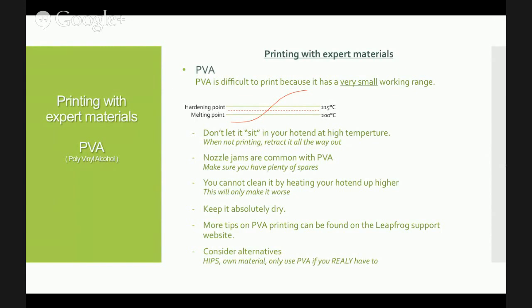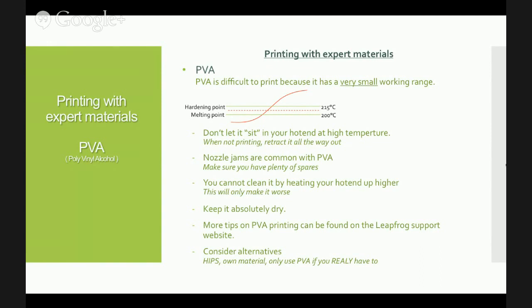Some tips and tricks on this: don't let it sit in your hot end at high temperature. When you're printing with PVA as a support structure, sometimes it sits in your nozzle while it's printing the material, the PLA or ABS you're working with. It's sitting in your nozzle, and that will create more temperature, and the temperature will rise above that 215 degrees, and that will make it solidify in your nozzle.